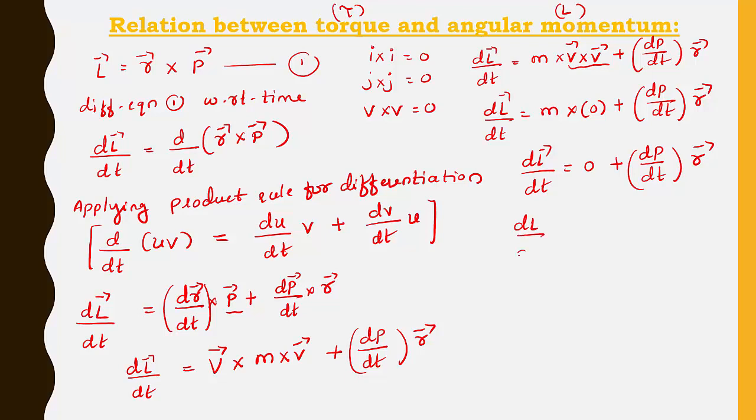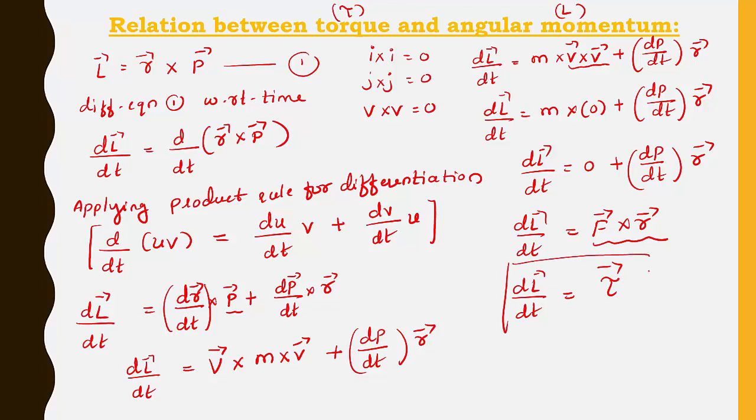So dL by dt is equal to, what is dP divided by dt? You already studied in the linear momentum of a system of particles. You can remember, that gives the conclusion: rate of change of linear momentum is equal to force. So in place of dP by dt, I am going to write F, remaining is R. So dL divided by dt is equal to F cross R. What is F cross R? It is equal to torque. So dL divided by dt is equal to tau.